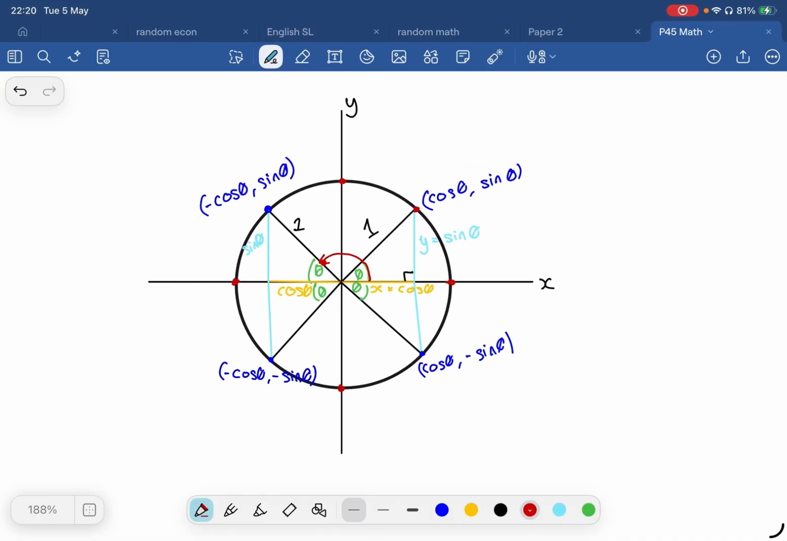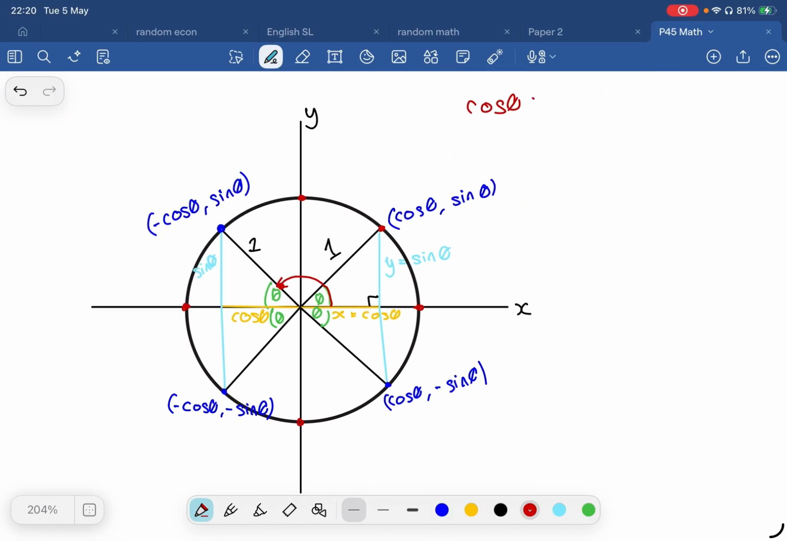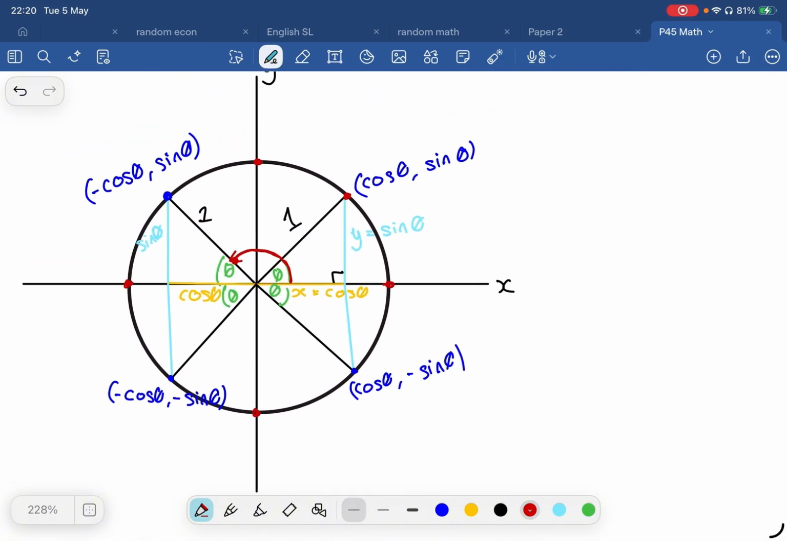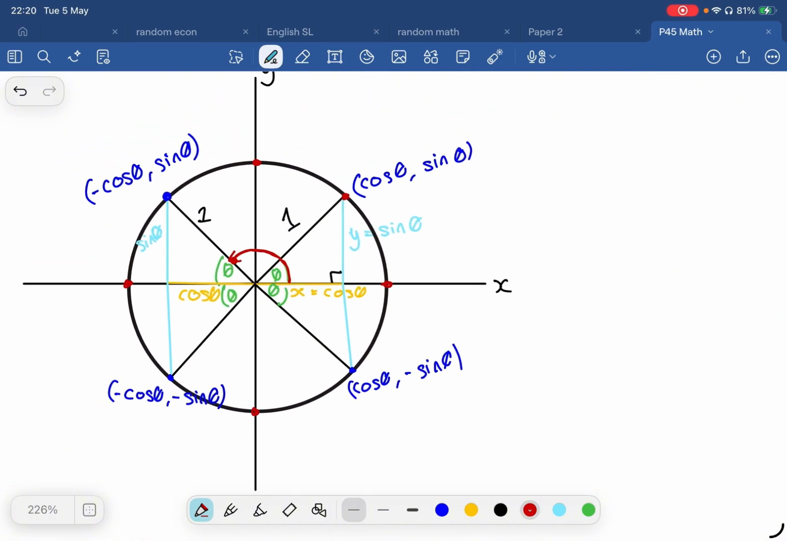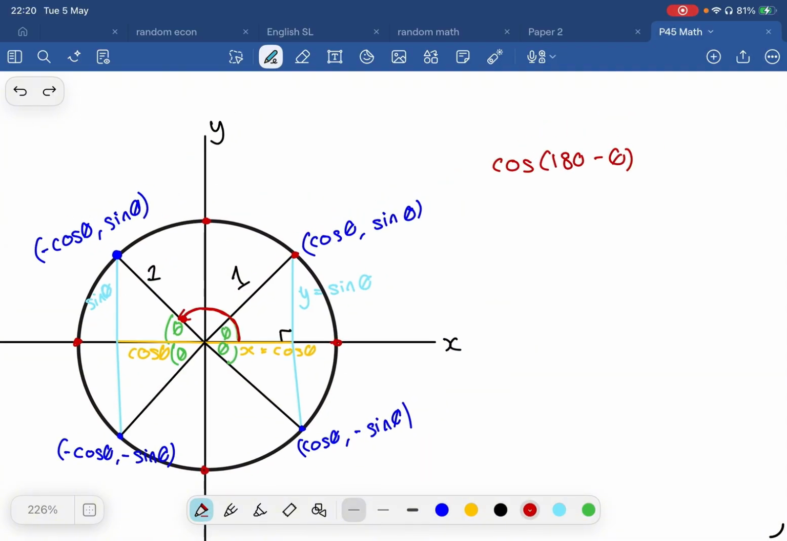Okay, so the rules we have found from the unit circle so far is, well, the cos of an angle is the x-coordinate and the sine of an angle is the y-coordinate. Okay, so what we can do with that is, well, if we look at this red angle here, which we found earlier is 180 minus theta. So if we took cos of 180 minus theta, okay, we know that the cosine of an angle is the x-coordinate, and the x-coordinate is here, negative cos theta. So what we get from that is cosine of 180 minus theta equals negative cos of theta.